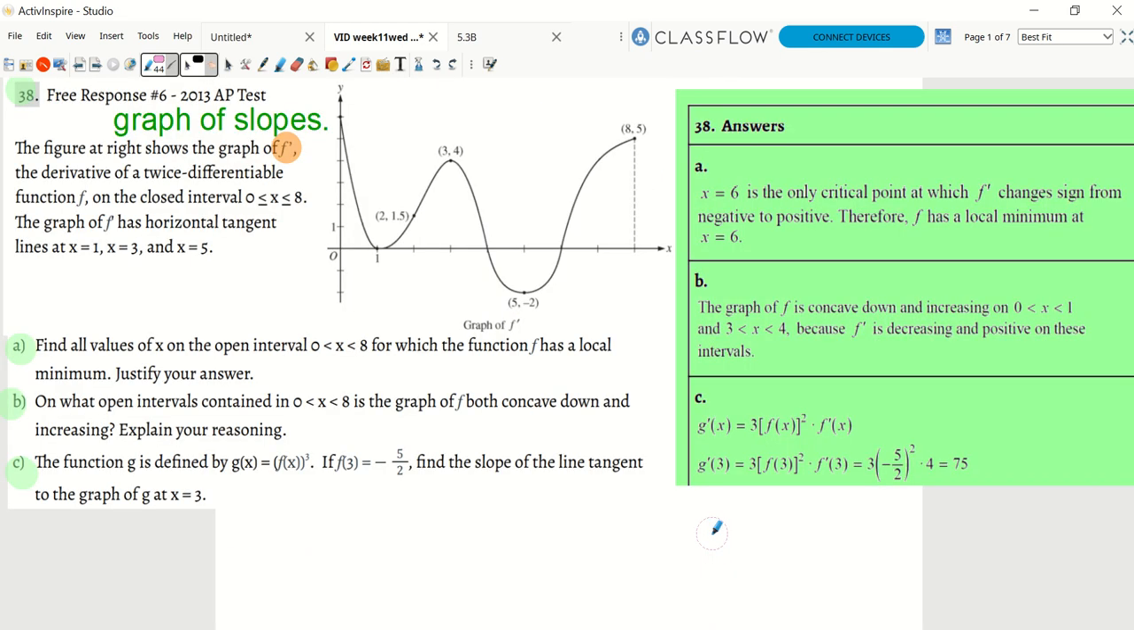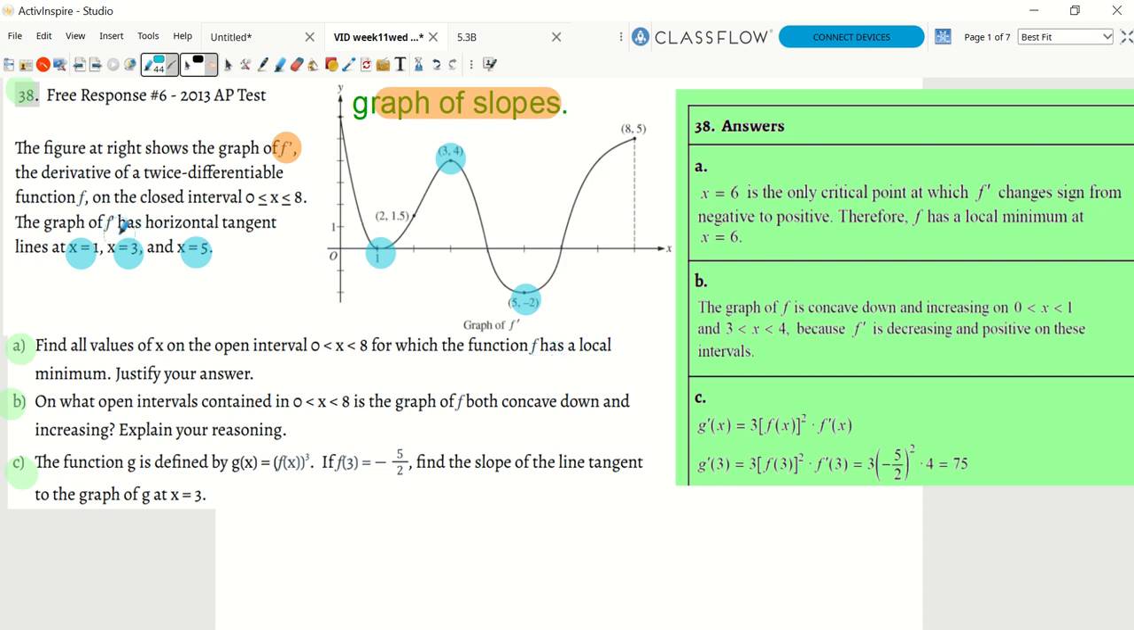Now, let's talk about 38. 38 is right over here. Remember, the graph is f prime. It's not f of x. So this is a graph of slopes. It's not f of x, it's f prime. And we have a horizontal tangent. Let's just put these as blue points here, at 1, 3, and 5.